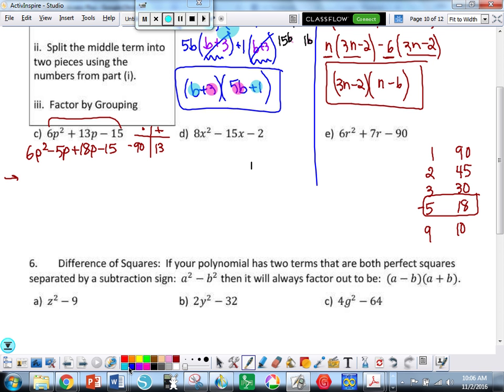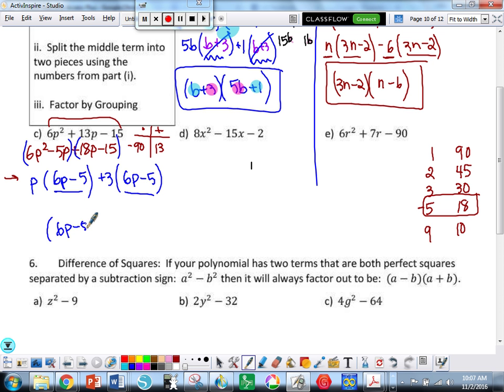So grouping it, looking at the first group, they both have a p, right? What are we left with? 6p minus what? 5. Looking at the second group, they both have a 3, so plus 3, we are left with 6p minus 5. They both have a 6p minus 5, so we will bring that out front.